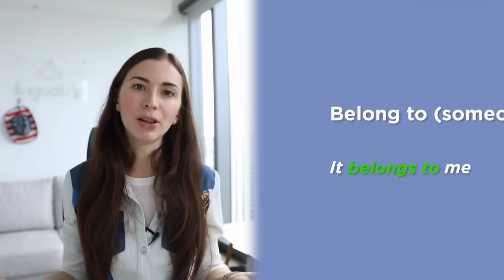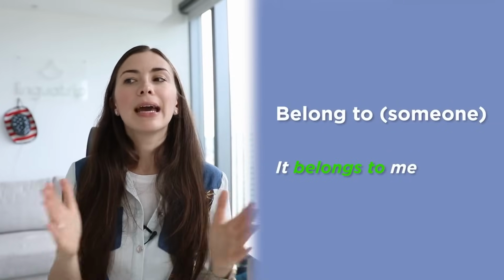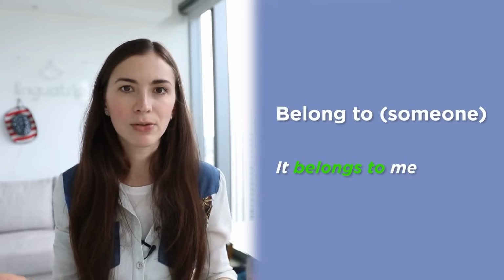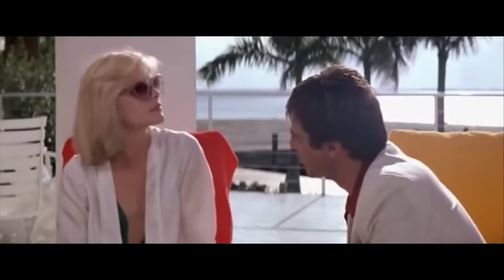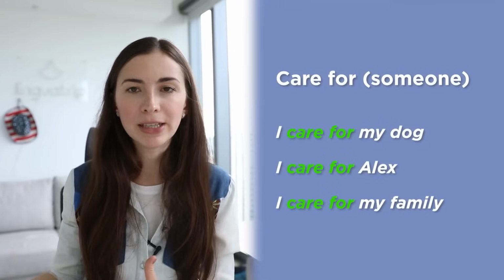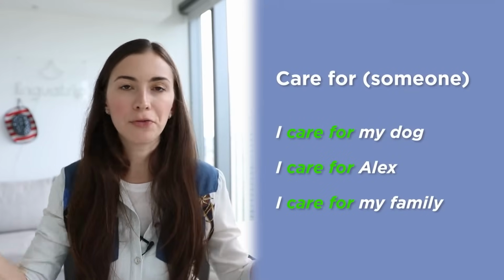When we talk about belonging, we normally say to. It belongs to me, it belongs to you, and never belong for, so don't say that. She belonged to me. When we say care, we care for somebody. I care for my dog, I care for Alex, I care for my family.